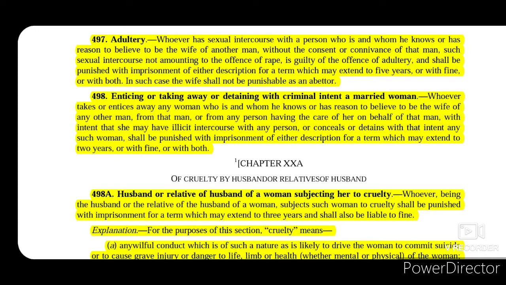Now section 498 talks about enticing or taking away or detaining with criminal intent a married woman. So this section punishes a person who takes away or entices a married woman from her husband with intention to make that woman have illicit intercourse with any other person. So that is the end of chapter 20. Now chapter 20A only contains one section. That is why we will also cover this section in this video.